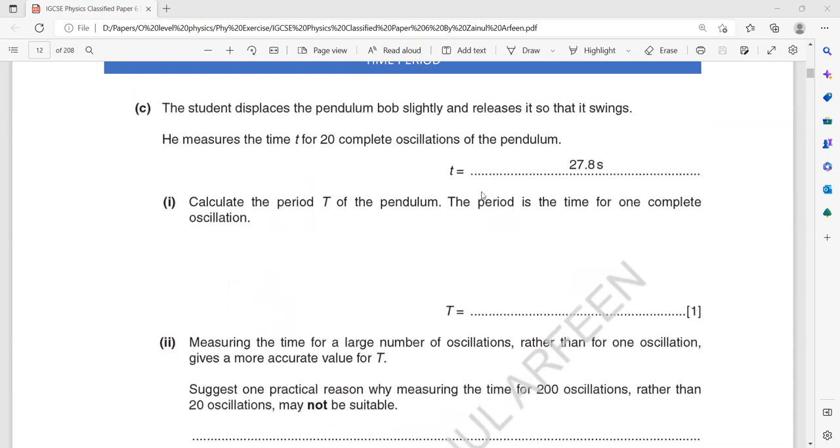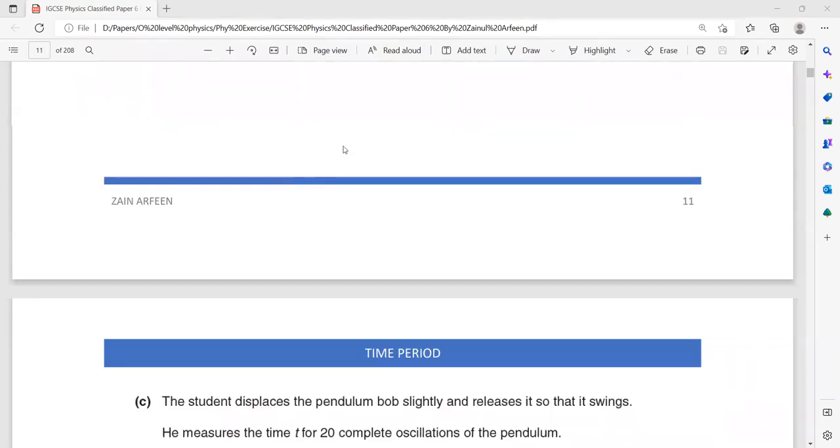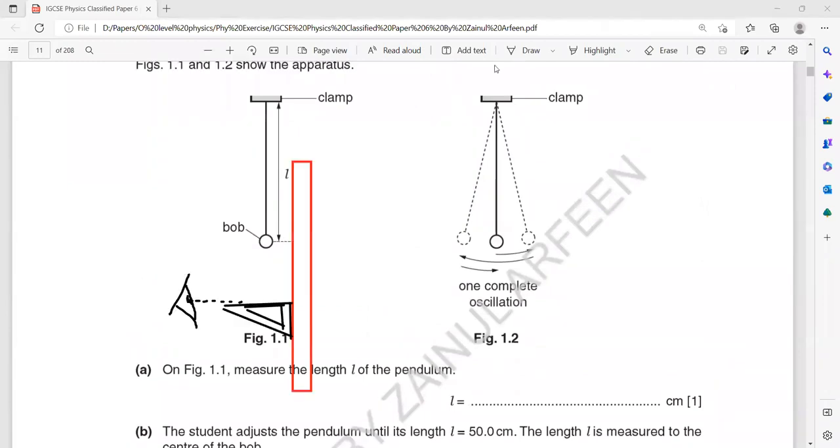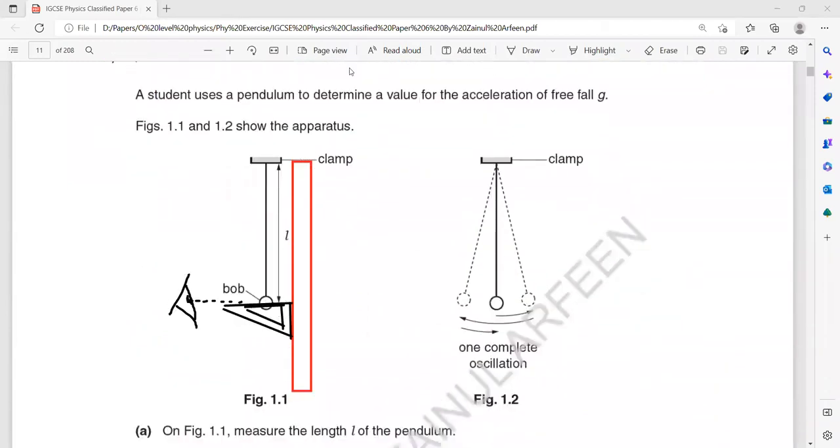The next one: the student displaces the pendulum bob slightly. Yes, the scale can also be adjusted vertically by using a set square, Rafi, that's right. As I drew here, you want to make sure that the scale is exactly vertical. So you place another set square here.